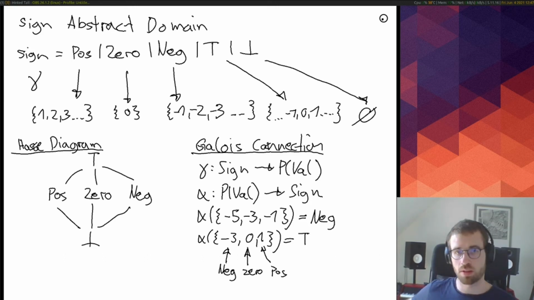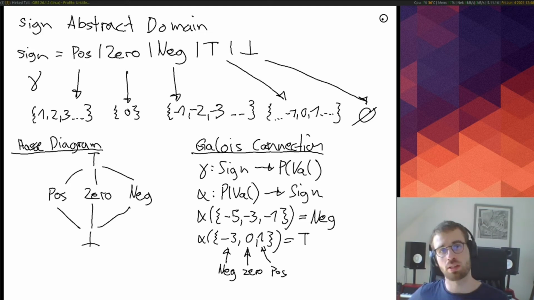Because when you look at the corresponding set of the top value, it's the set of all numbers. And so the set -3, 0, and 1 is contained in the set of all numbers, but it is not contained in the set of positive numbers, in the set 0, or in the set of negative numbers. Therefore, top is the only value that contains all of these numbers. And so what this function does is it computes the least upper bound of all of these values. And the least upper bound is essentially an operator which is defined by the ordering of these values.